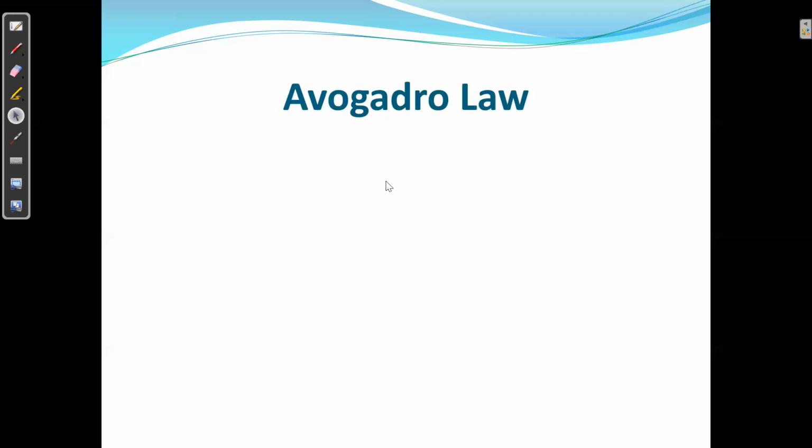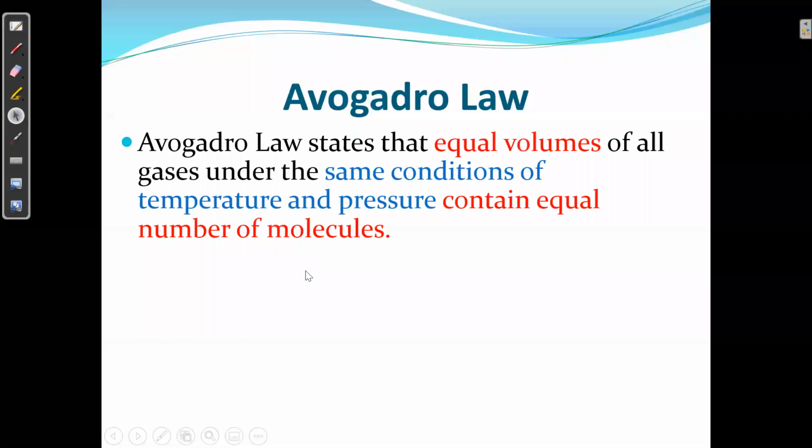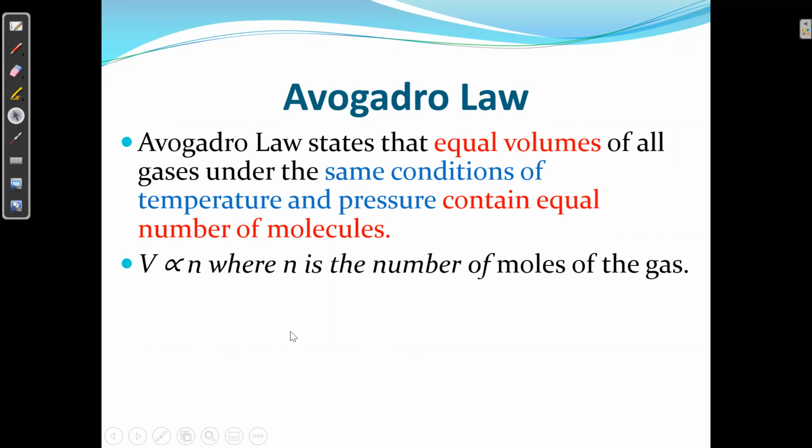Now the next law is Avogadro's law. What is Avogadro's law? We have already discussed that Avogadro's law states that equal volumes of all gases contain an equal number of molecules at a given temperature and pressure. So this is the relationship between volume and number of moles of gas. If there is a relation between V and n, the other two parameters, P and T, will be constant. All of you know V is directly proportional to n.